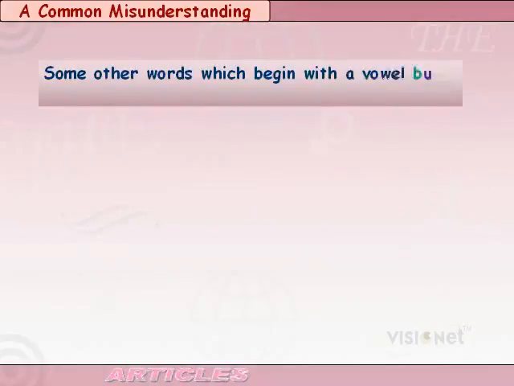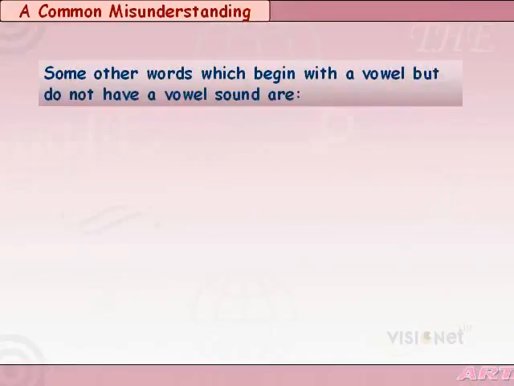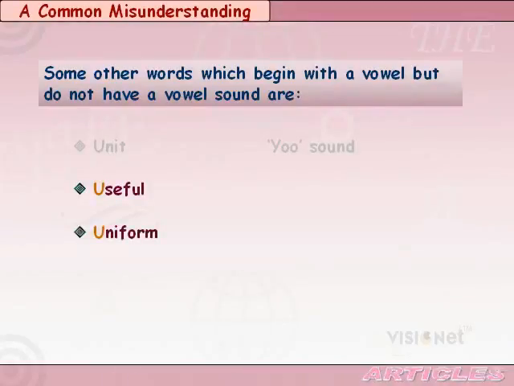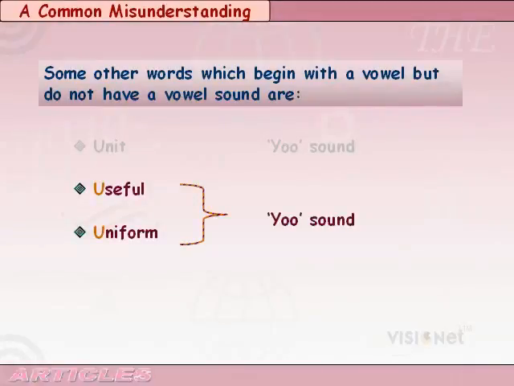Some other words which begin with a vowel but do not have a vowel sound are unit, it has yu sound, useful, uniform. So both these words again have yu sound.